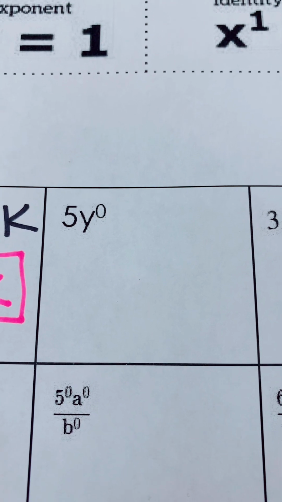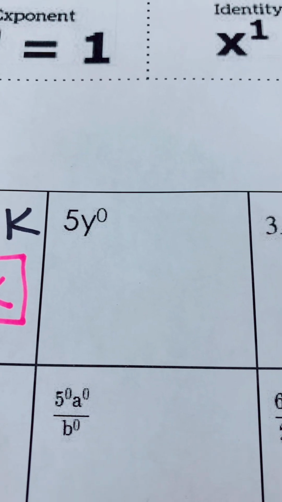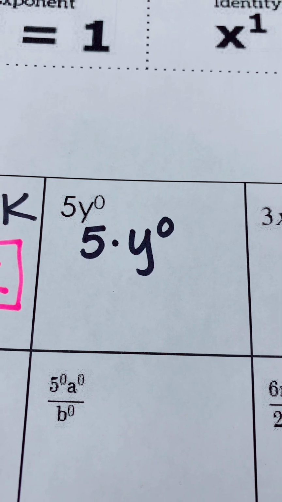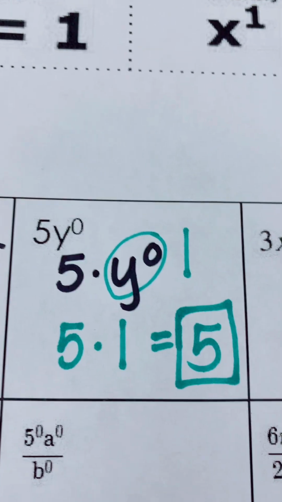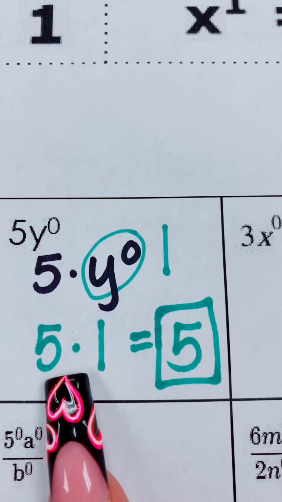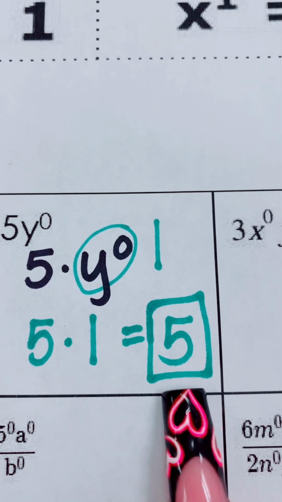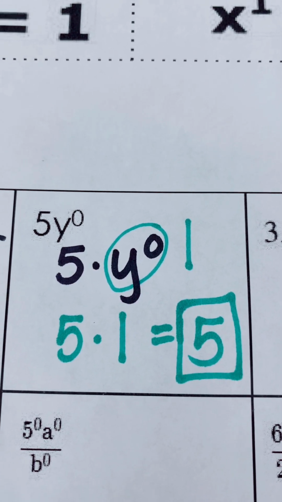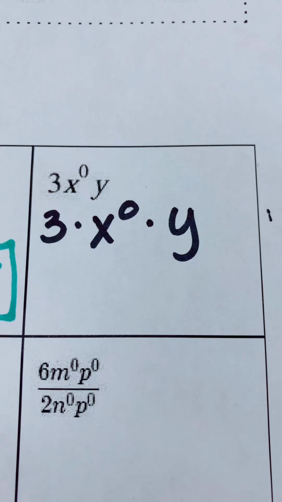Our second example is 5y to the 0 power. That can be rewritten as 5 times y to the 0 power. Well, anything to the 0 power is equal to 1, so we have 5 times 1, which is equal to 5. So 5y to the 0 power is the same thing as 5.